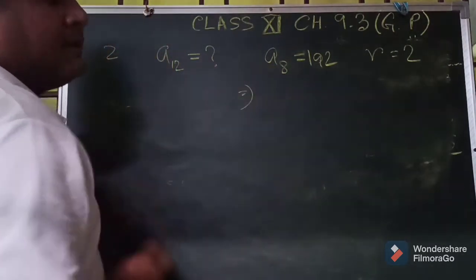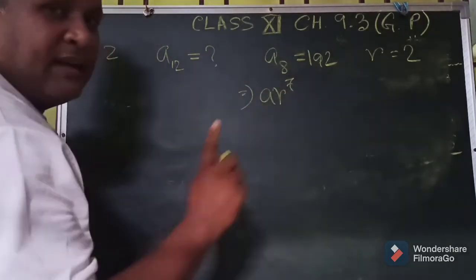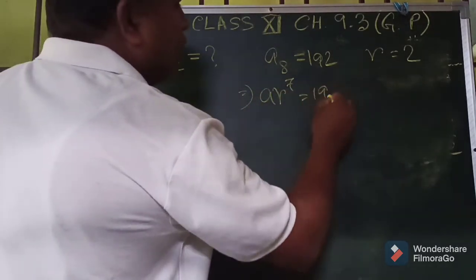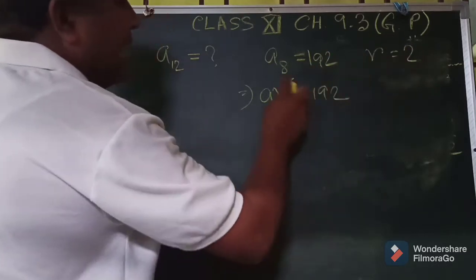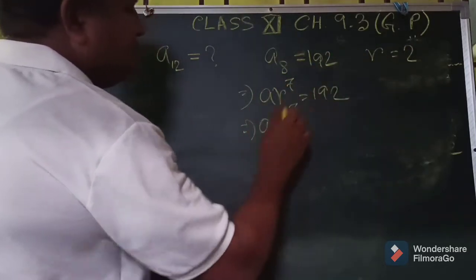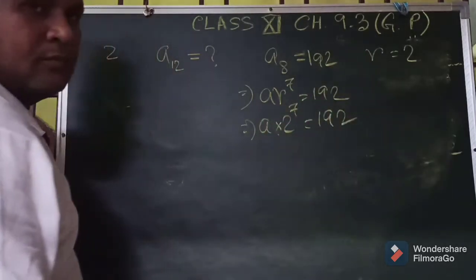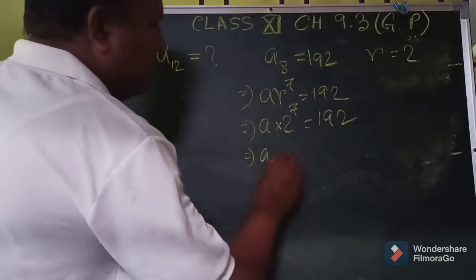So you can start from here. What is A8? You can write a r to the power 7, one less always. So 192 equals a into 2 to the power 7, as r is given as 2. So a is equal to what?